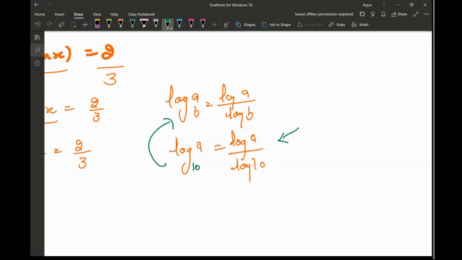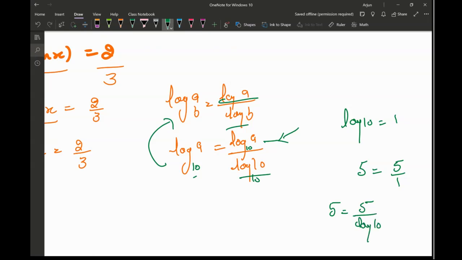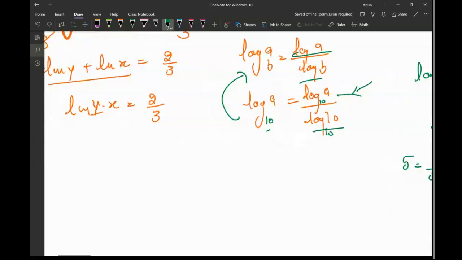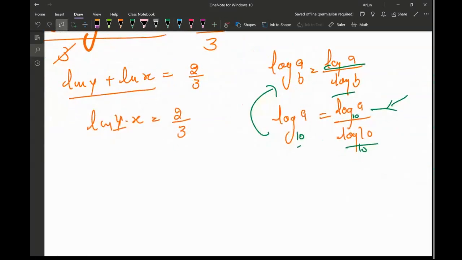So I went back to this formula. I wrote it as log a divided by log b, so log a divided by log base 10. Both will have base 10. And because log of 10 is equal to 1, it's like writing 5 as 5 over 1, which doesn't make any difference. So 5 can be written as 5 upon log of 10, because log of 10 is 1. So that's what I am doing here.